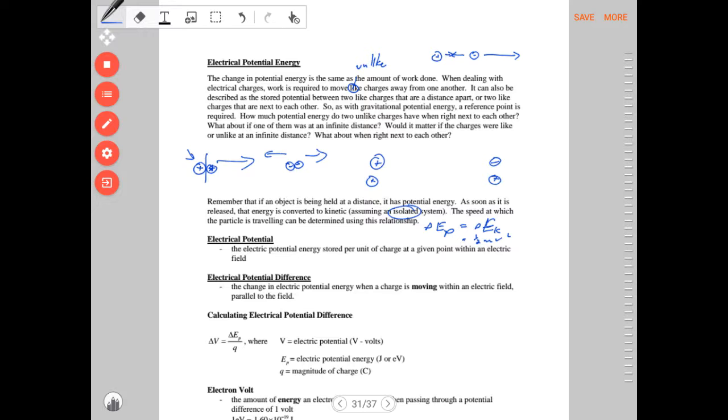In bold here we have electric potential. That's the electric potential energy stored per unit of charge at a given point within an electric field.